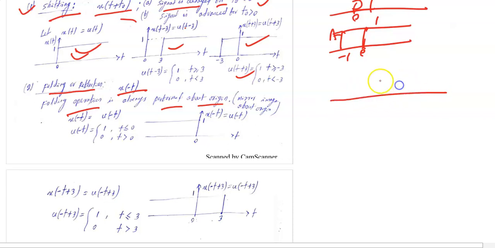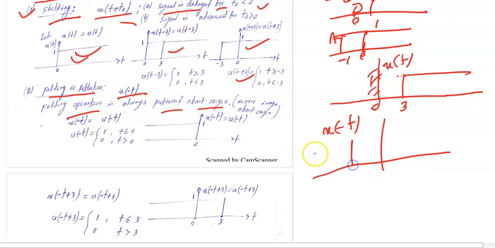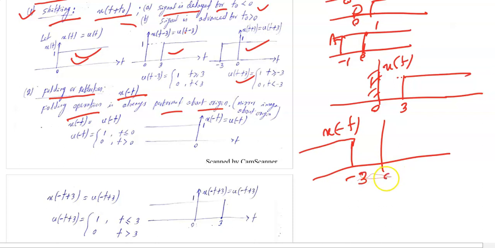So let the signal be like this: 0, and here 3. Okay, this is your 1. This is your x(t). The folded version will be x(-t). Put a mirror here. What do you see? When I see the mirror, the respective distance will be like this. So I see the image like this, and obviously it will be at minus 3. So this is your folded version of x. So always remember, reflection is about the origin.